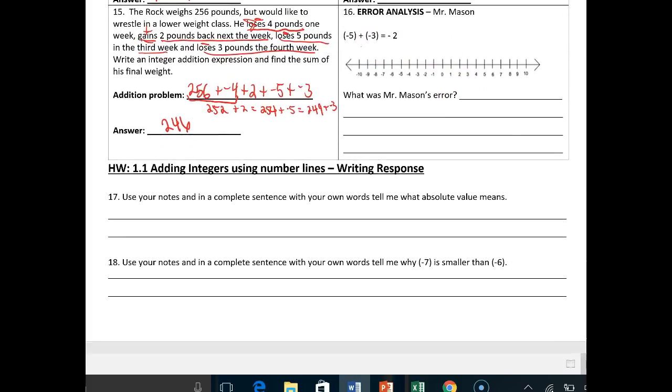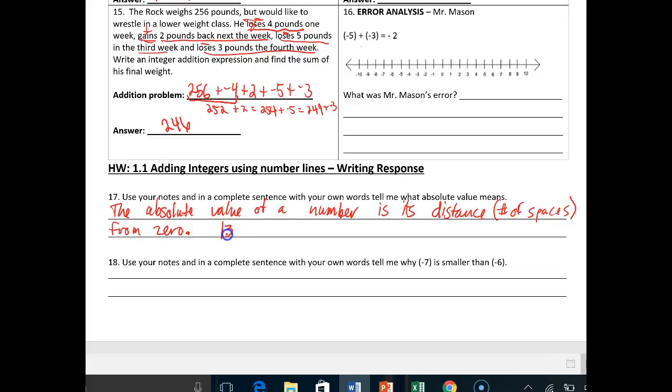Number 17, use your notes in a complete sentence with your own words. Tell me what the absolute value means. So we could go back to our notes, but we could say the absolute value of a number is its distance, the number of spaces, right? You could say hashtag number of spaces from 0. And then we could put a couple examples.